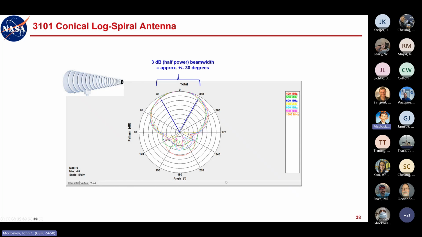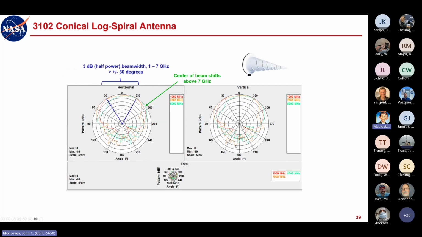Then, okay, so here's the lower frequency conical log spiral. This one has a 3 dB beam width of 60 degrees, right? Plus or minus 30 degrees. So that gives you a nice big beam. The higher frequency log spiral is also about 60 degrees, from 1 to 7 gigahertz.